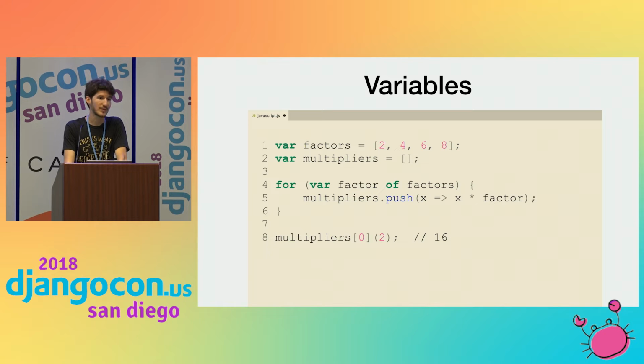However, this would be fixed if we used block scope instead. So if we change var to let, we get what we would expect. Okay, enough about that. That stuff you just have to try out and get a sense of it.